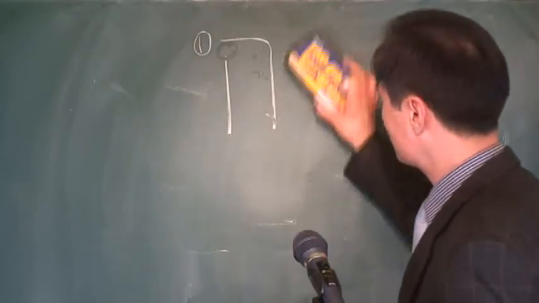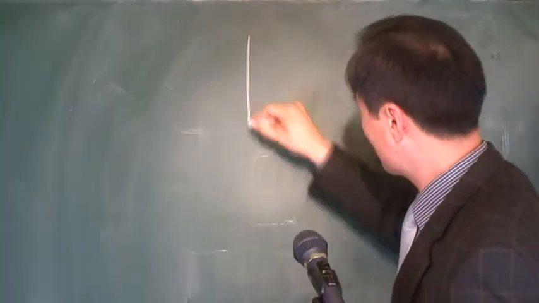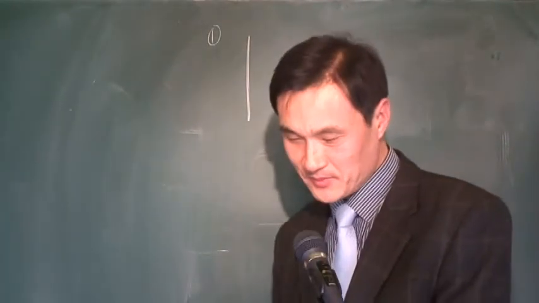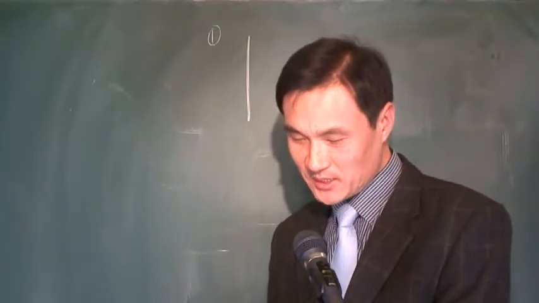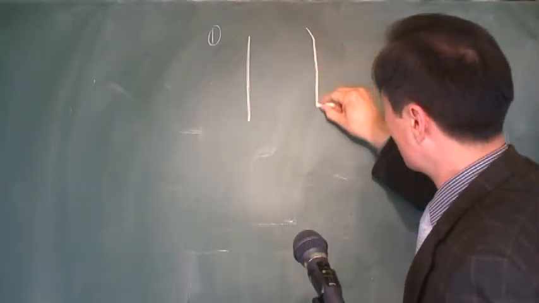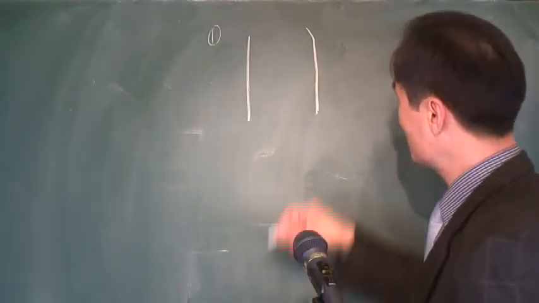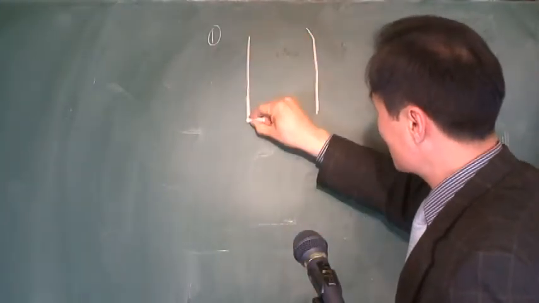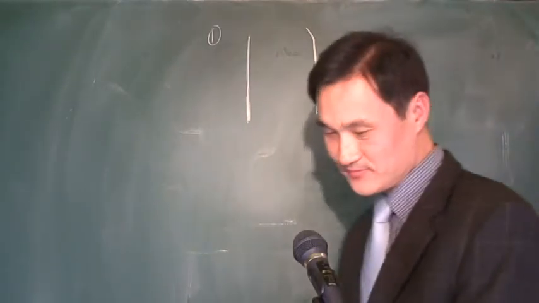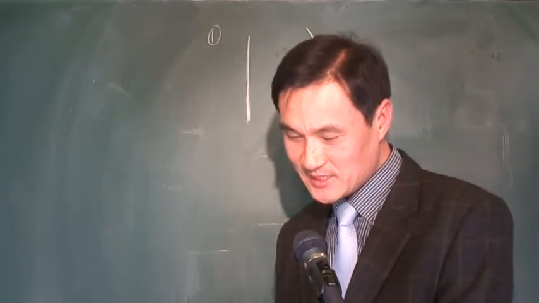Next, Vav. The printed letter can look like this. However, when writing it by hand, it is acceptable to draw just a vertical line.